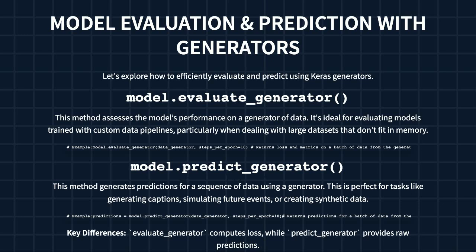On the other hand, predict generator generates predictions based on a sequence of data from your generator. This is fantastic for things like generating captions or simulating future events. The big difference? Evaluate generator tells you about the loss, while predict generator gives you the actual predictions. A quick reminder: make sure that the batches your generator yields are compatible with your model's expected input shape.